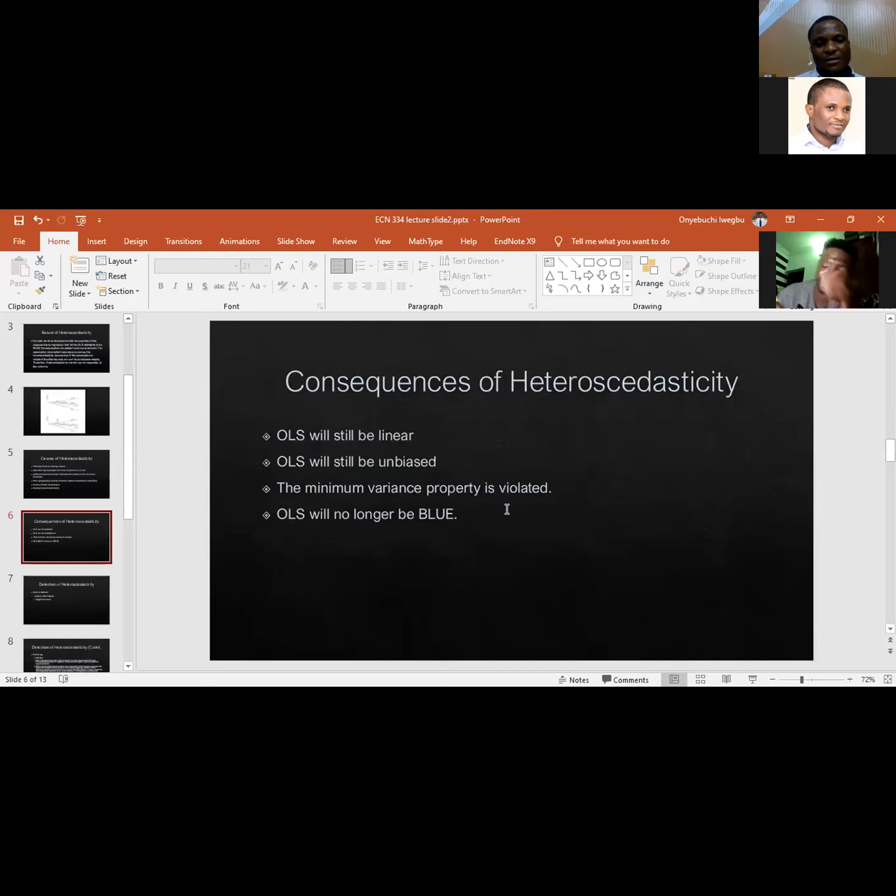Okay. Then the next thing we need to now look at is what will be the consequence of heteroscedasticity in our analysis. All right. The consequence of heteroscedasticity in our analysis. The first one is that our OLS will still be linear. That is it. Our OLS will still be linear.